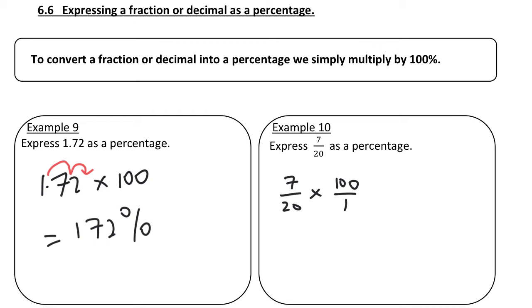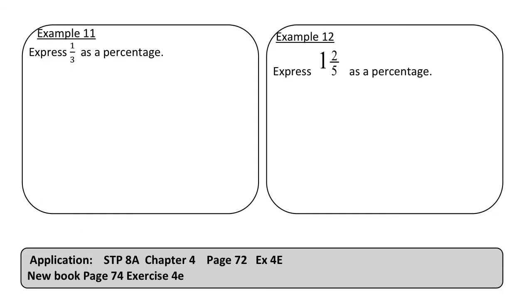So the 7 won't cancel with anything, but the 20 and the 100 will. First of all, you can see that we could divide by 10 to leave 10 and 2. But then we can divide by 2 again to leave 5 and 1. So now what we've got is 7 times 5 on the top, which is 35, and 1 times 1 on the bottom, which is 1, and 35 over 1 is 35, so that's going to be 35%.